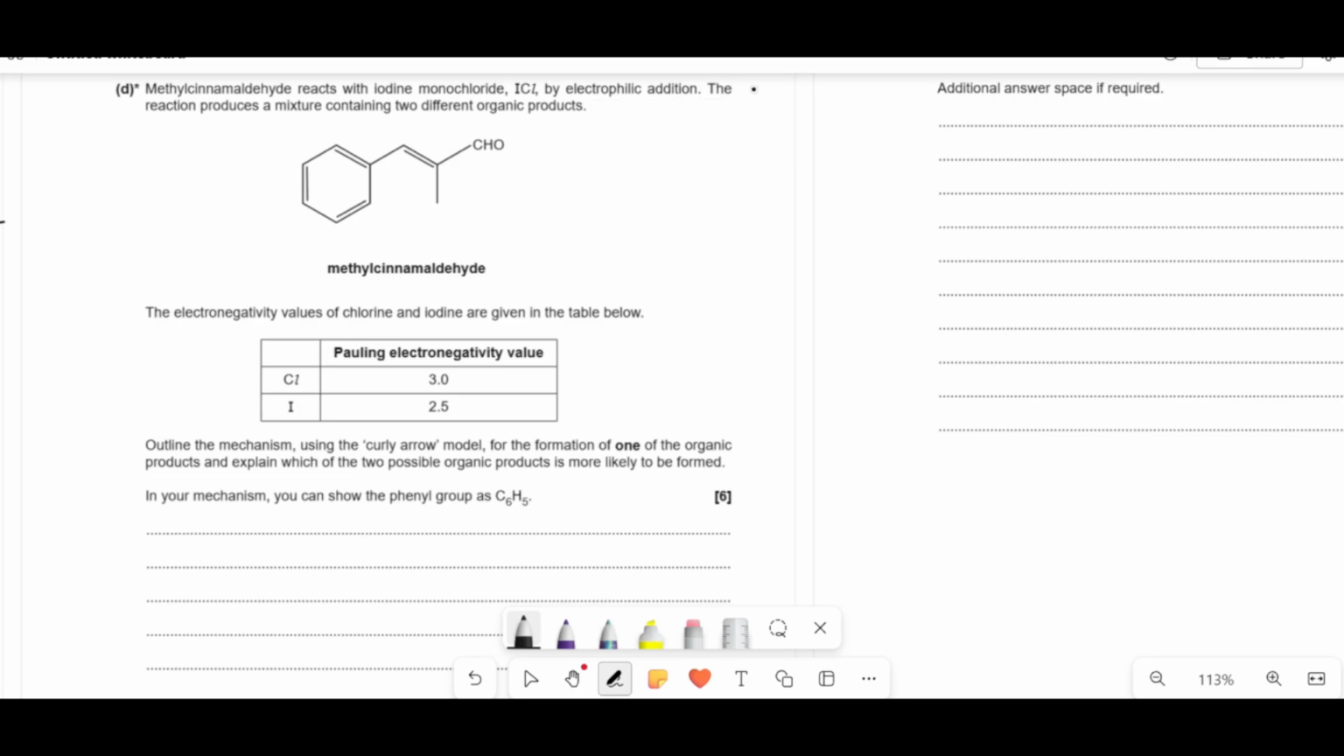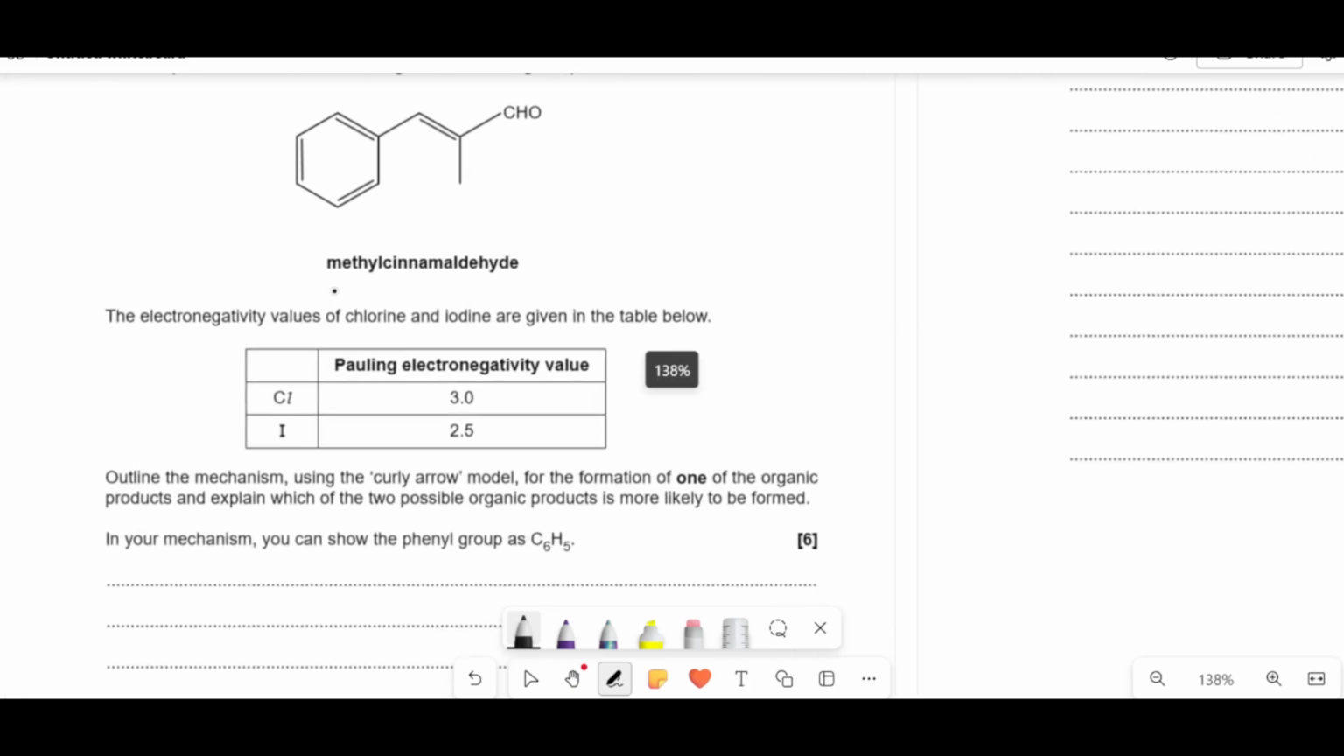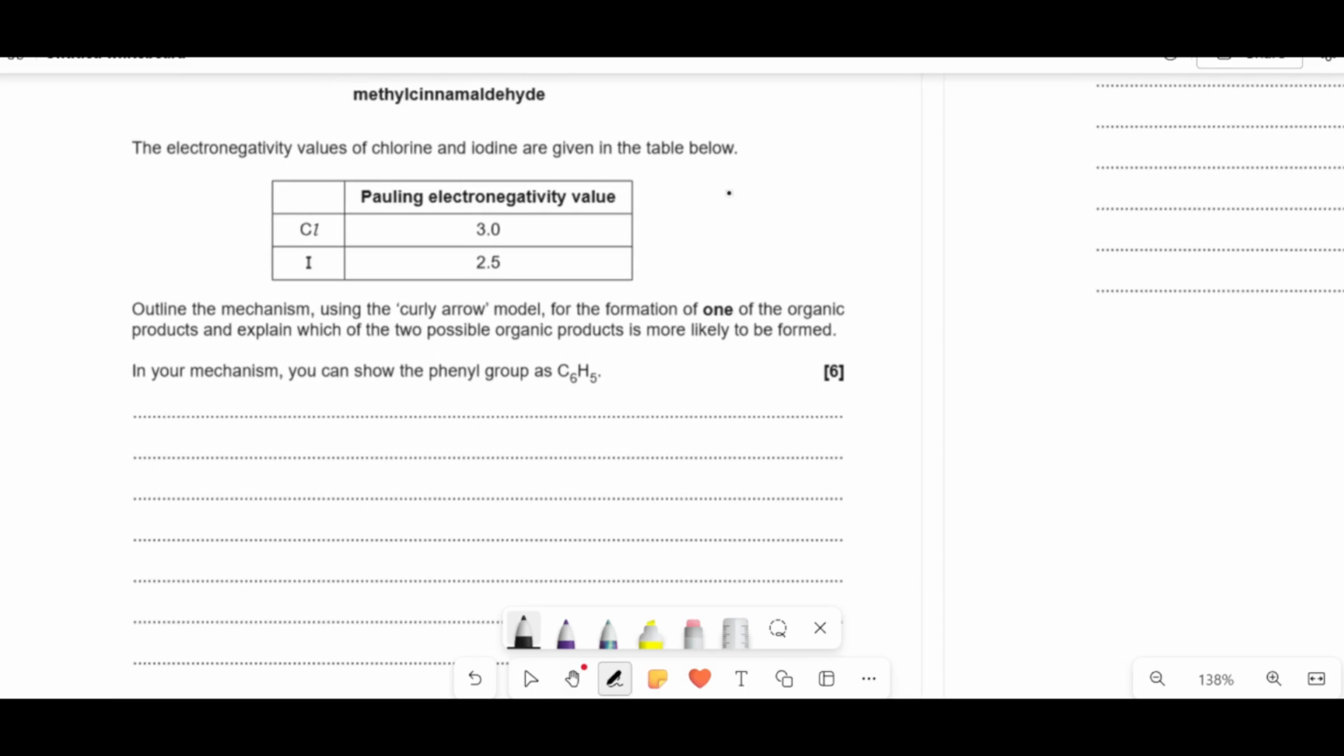The reaction produces a mixture containing two different organic compounds. The electronegativity values of chlorine and iodine are given in this table below. Here we go, and we can see that, unsurprisingly, Cl is more electronegative. Now it says to outline the mechanism using the curly arrow model for the formation of one of these organic compounds, and then explain which of the two is more likely to be formed. Then it says, in your mechanism, you can show the phenyl group as C6H5.